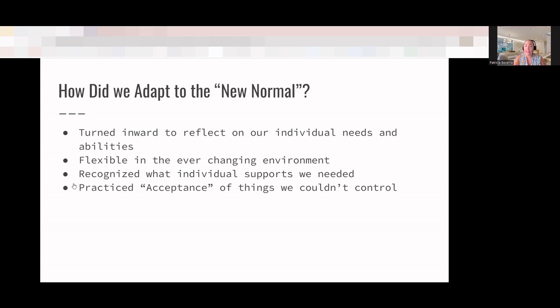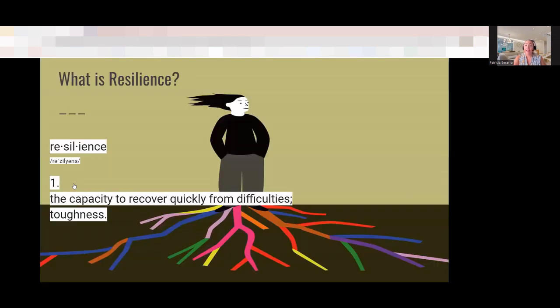And hopefully we practice acceptance of things we couldn't control, and then hopefully focused our attention on the things that we could control, as those are ways to minimize stress during times of uncertainty. And now when we think about resilience, the Oxford Dictionary defines it as the capacity to recover quickly from difficulties and someone's sense of toughness.